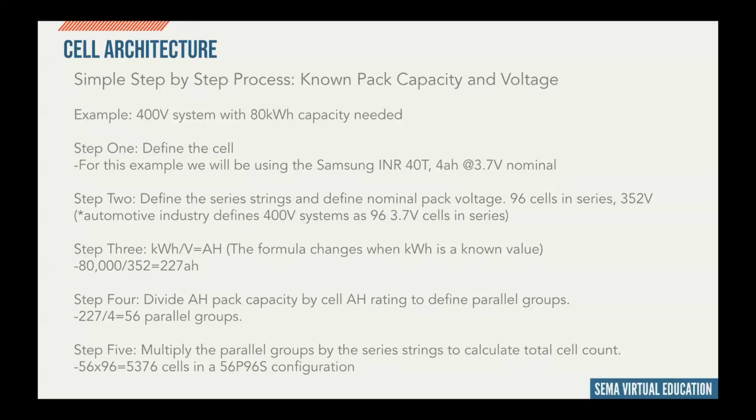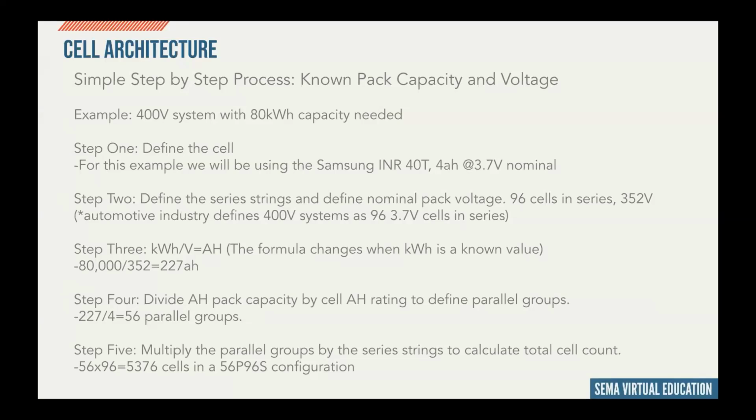So step one, defining the cell. For this example, we're going to use a Samsung INR 40T, which is a great blend between power and energy, but it is considered a power cell. It has a 4 amp hour capacity at 3.7 volts nominal, and the peak voltage that the cell will charge to is 4.2. So for this example, we're going to use nominal voltage in the calculation.